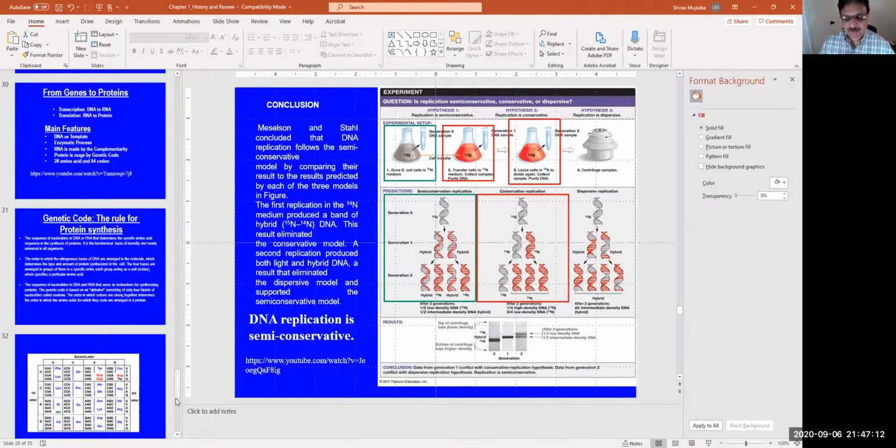So if we go back and trace what we learned until now: first, from cells to nucleus to chromosomes to DNA, to the mode of replication, which is the semi-conservative mode of replication of DNA.